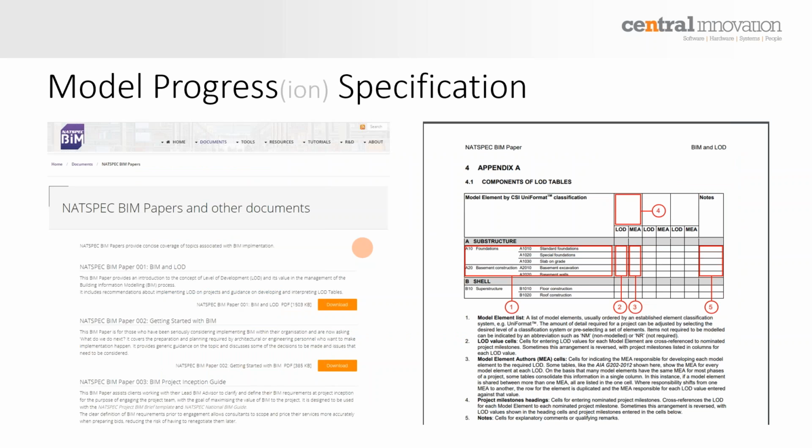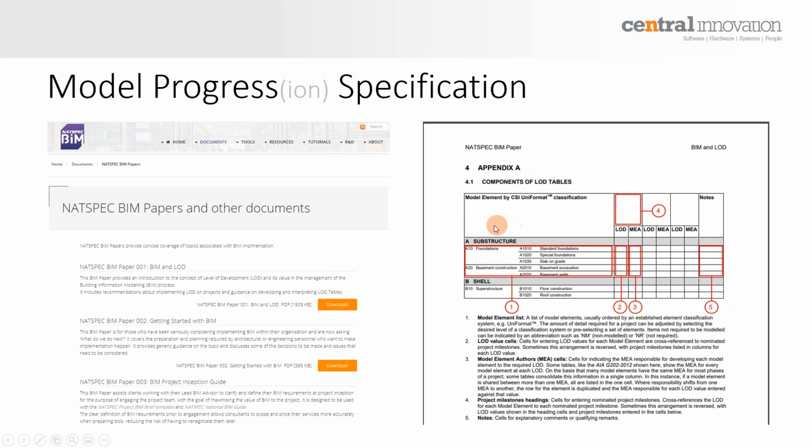Then you also have things like the model progression specification, as it used to be called in the past, which is essentially the same thing. And Natspec has one of those documents as an appendix of the BIM Execution Plan that you can see here on this preview page there. And it's basically describing the same thing.